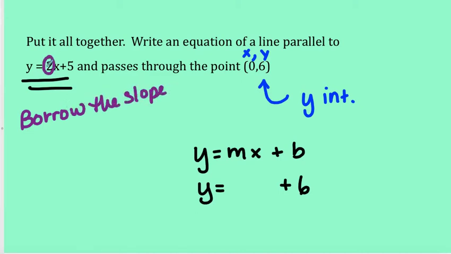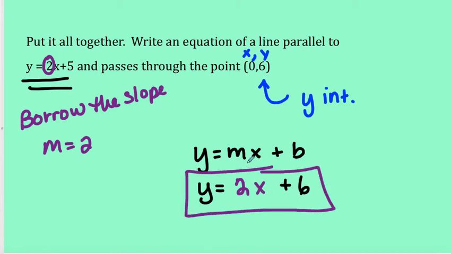Well, the slope of this line is 2, and if they're parallel, they're the same, so I'm going to borrow a 2. So in this equation, then, I'd get 2x plus 6. So we just wrote an equation of a line that passes through the point (0, 6) and has a slope of 2. All right, let's move on.